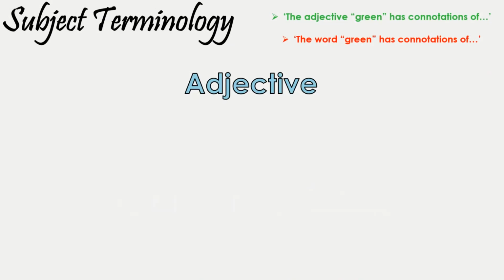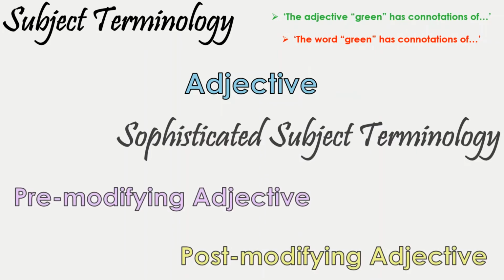The word adjective is subject terminology, and subject terminology is all over the English Language GCSE mark scheme. So you would get more marks for stating the adjective green has connotations of, as opposed to the word green has connotations of. But the top level on the mark scheme states that you need sophisticated subject terminology, and that's where pre-modifying and post-modifying adjectives come in.